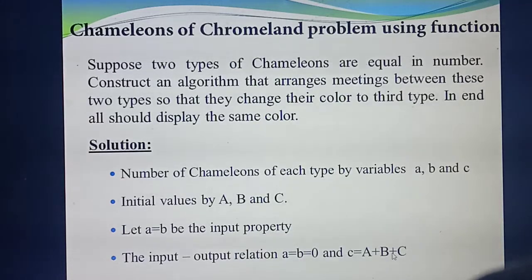Understood the problem? One more time I am explaining. First, there are three types of Chamberlains, and for the Chamberlains you are declaring the variables A, B and C.